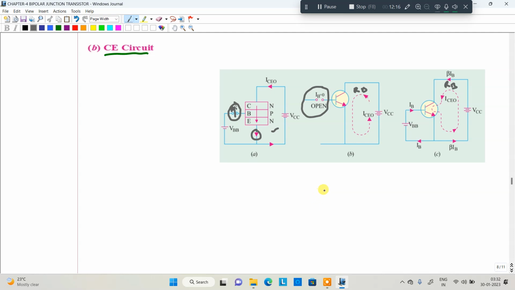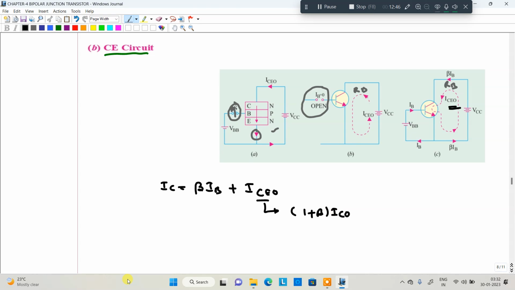So how do we calculate these currents? See here. IC is equal to beta into IB, plus the leakage current, because the output current also includes the leakage current. That leakage current is equal to ICO, which you can also write as (1 plus beta) into ICO.